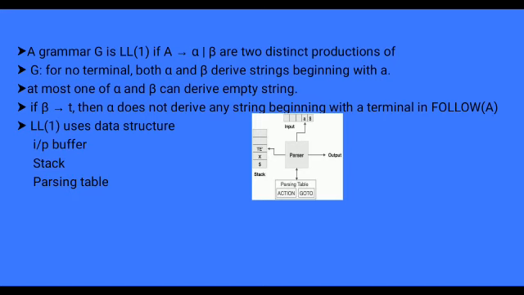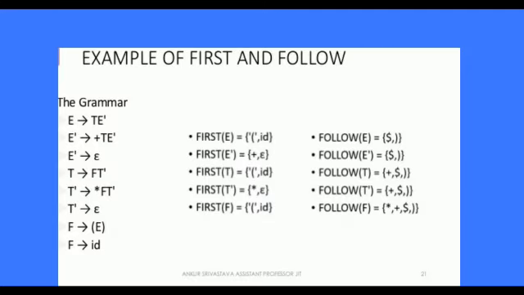In LL(1) parsing, the data structures used are the input buffer, stack, and parse table. You have already seen this diagram on the previous screen. You all know what the input, stack and output do, and what the different parts of the parsing are. Just five minutes back I explained this briefly. And next, for your understanding, what are the first function and follow function under predictive LL(1)? I have taken one example.